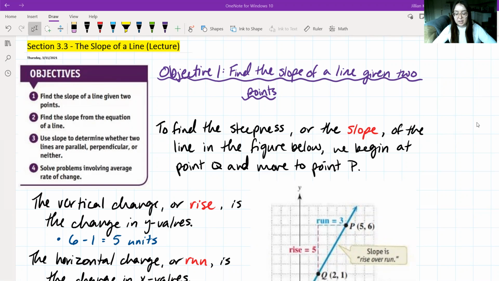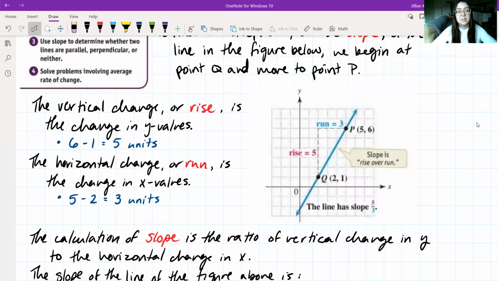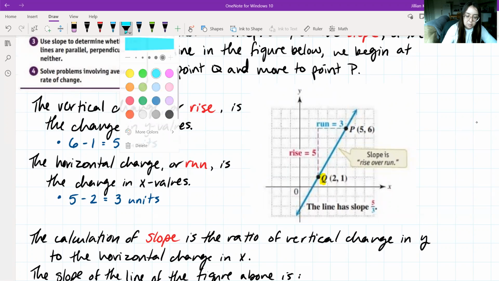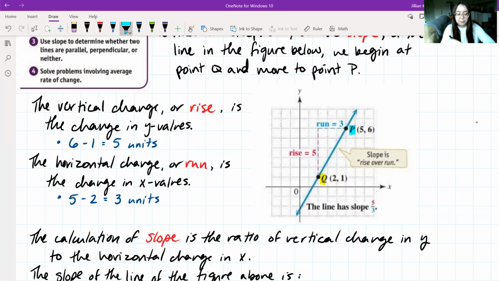So the slope of the line in the figure below, we begin at point Q and move to point P. Identifying this figure here, we start with point Q, and we're moving to point P, going in this upward direction here. The vertical change corresponds to the change in Y values. We call this the rise. And looking at this picture, the rise is equal to 5.